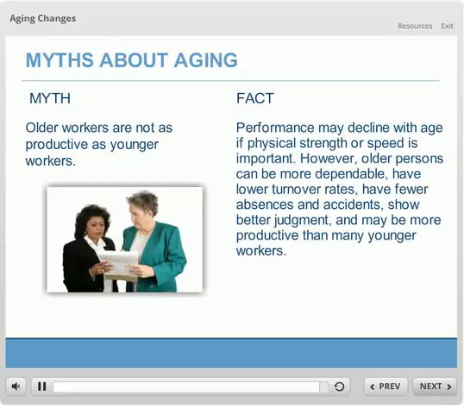Myth: older workers are not as productive as younger workers. Fact: performance may decline with age if physical strength or speed is important. However, older persons can be more dependable, have lower turnover rates, have fewer absences and accidents, show better judgment, and may be more productive than many younger workers.